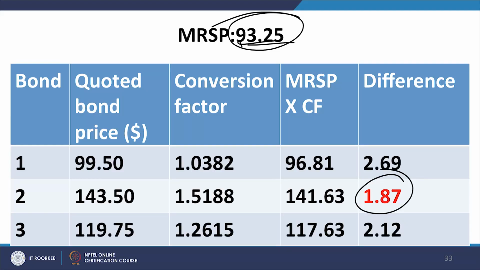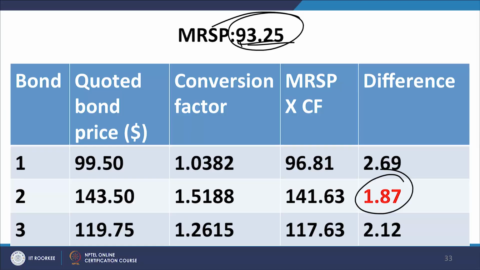The settlement price is 93.25, the short party has 3 options 1, 2 and 3. The quoted bond price is given in the first column: 99.50, 143.50 and 119.75. These are the 3 bonds which are being quoted. These are the underlying instruments, quotes of the underlying instruments, not of the futures. Futures are quoted at this, and this is for a standard bond. This is per standard bond and this is for the underlying instrument. Conversion factor is this quantity.